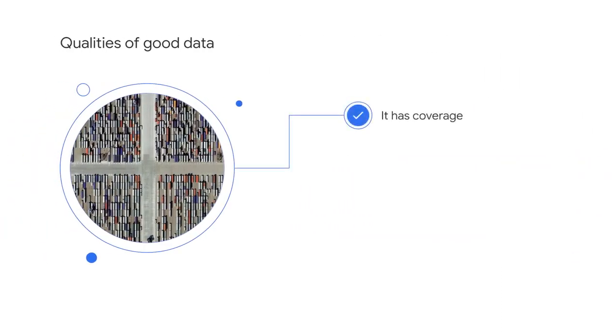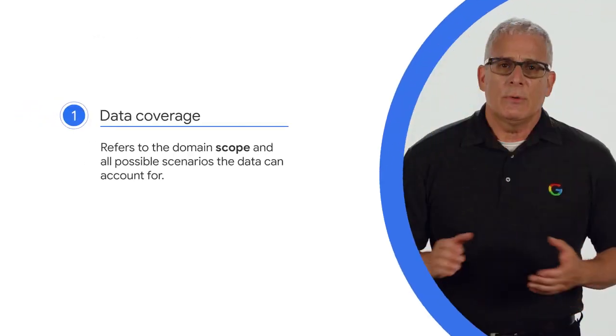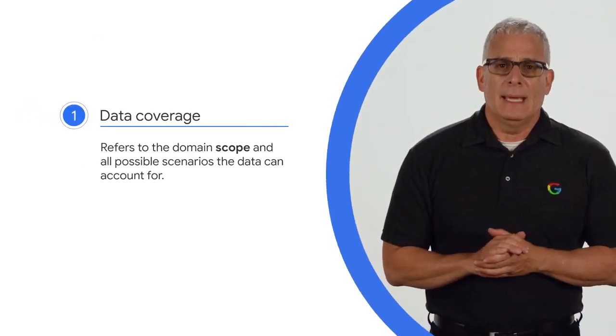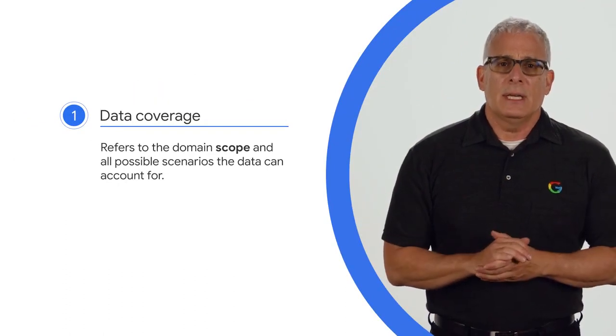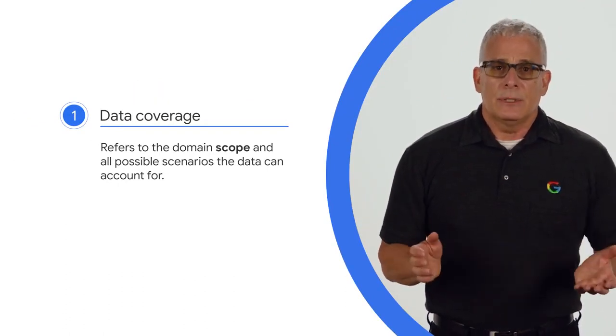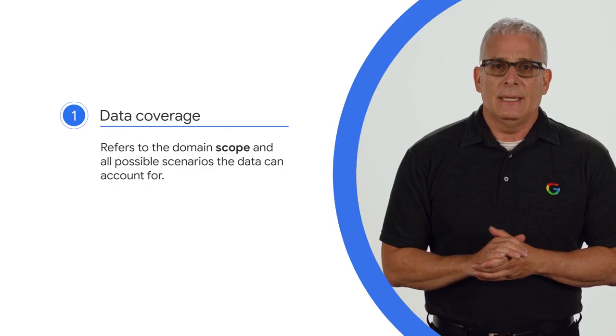One, it has coverage. Two, it's clean or consistent. And three, it's complete. I'll explain each one. Data coverage refers to the scope of a problem domain and all possible scenarios it can account for. In other words, all possible input and output data.